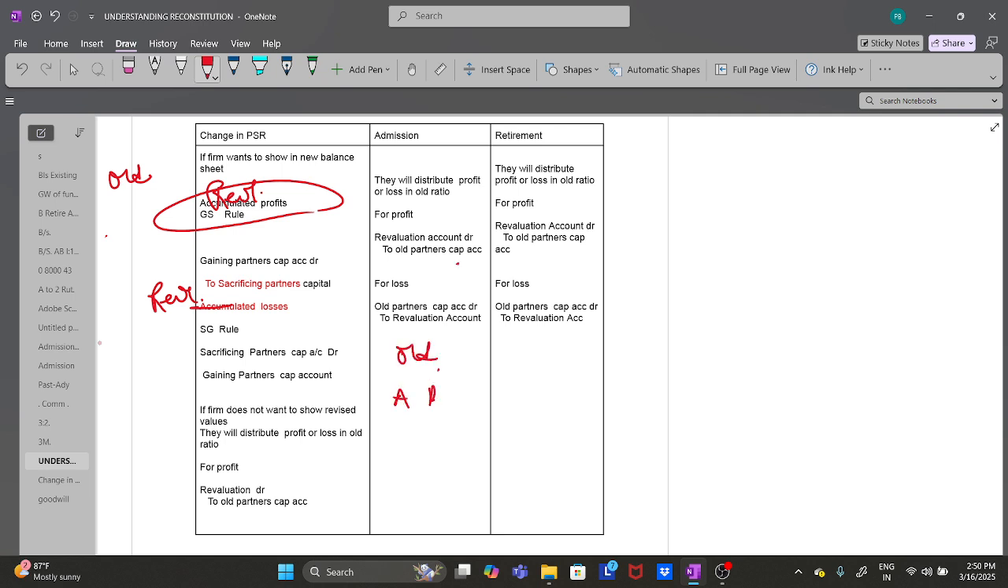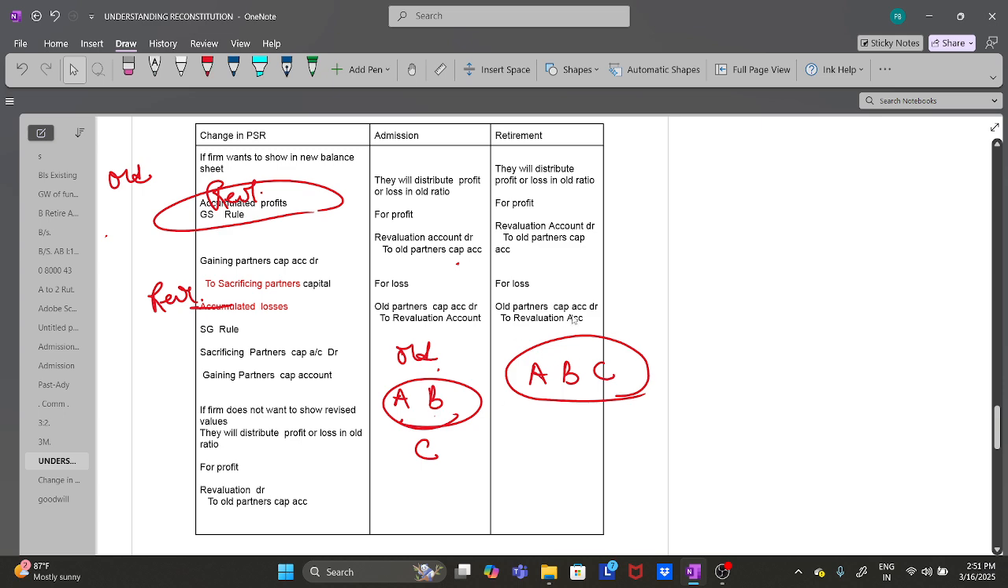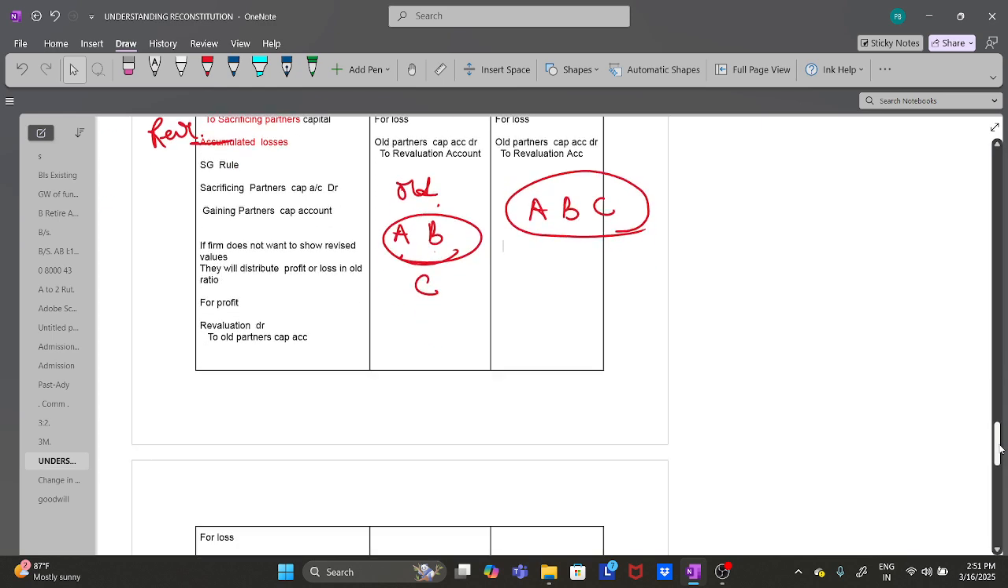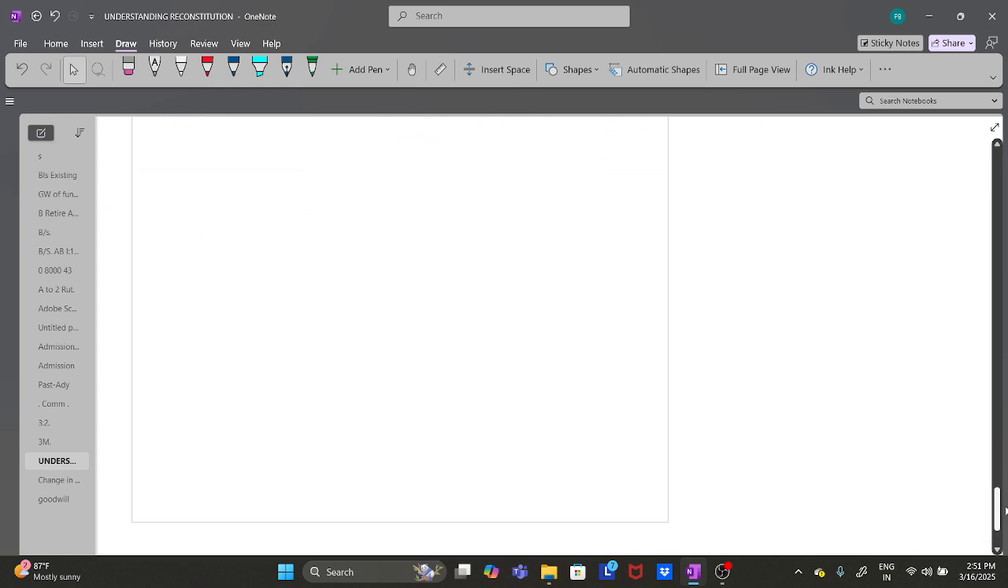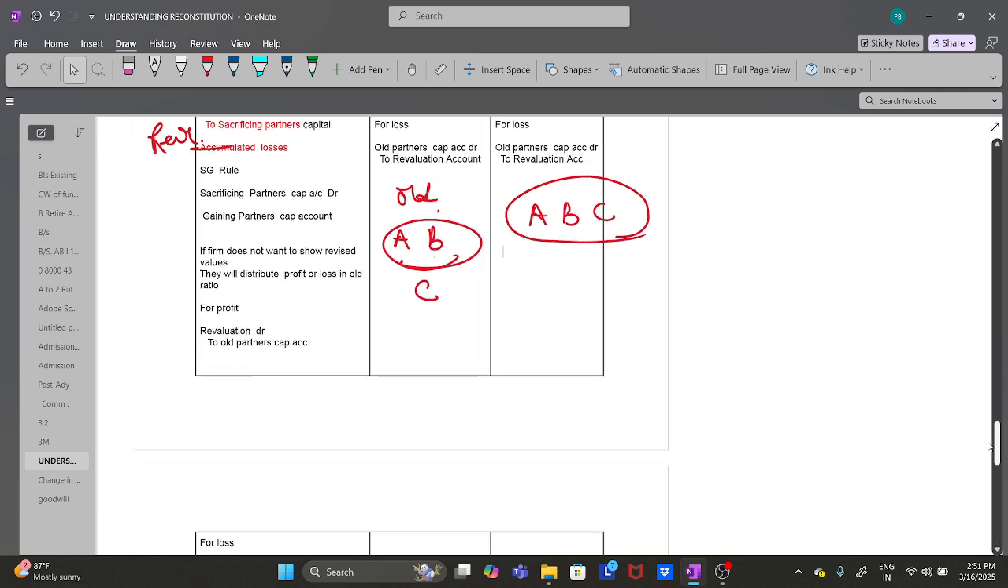In this case A, B are there, C admits, so it goes to A and B. And in this case A, B, C are partners, say B retires, it goes to all the three, A, B and C. This is the main thing which we need to know.